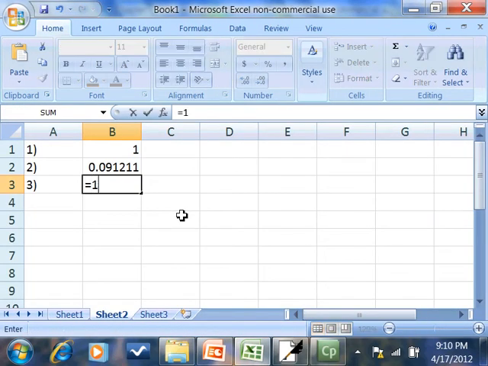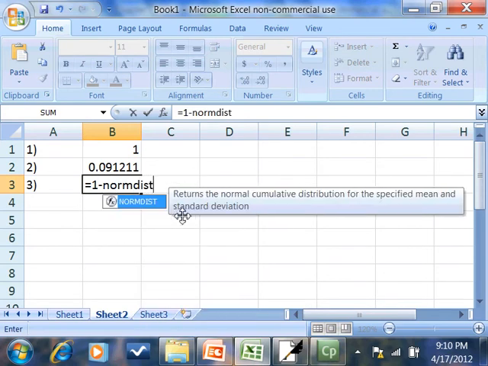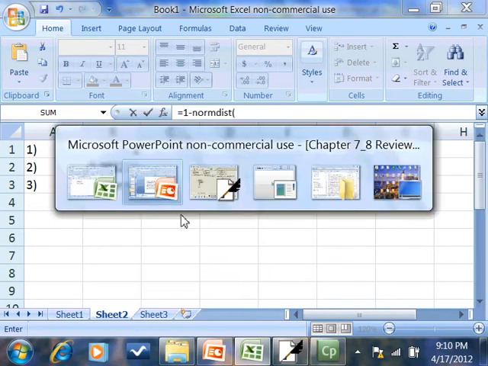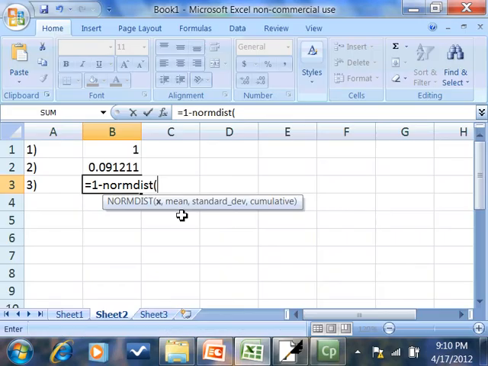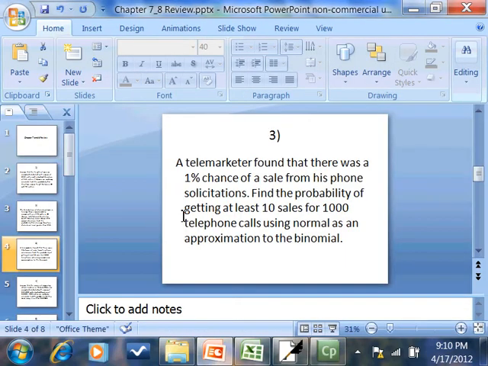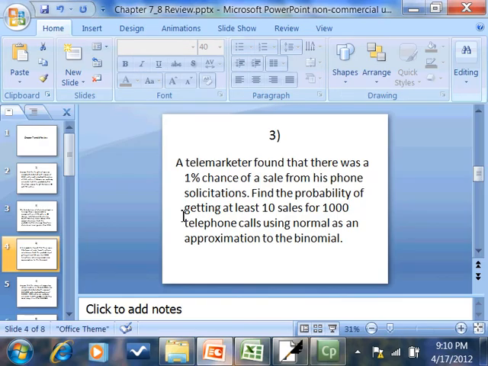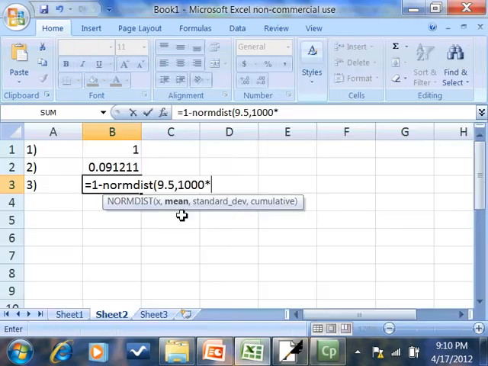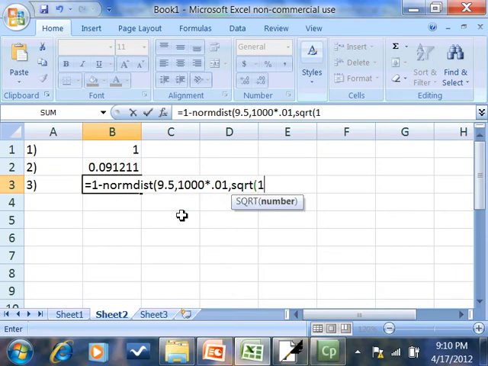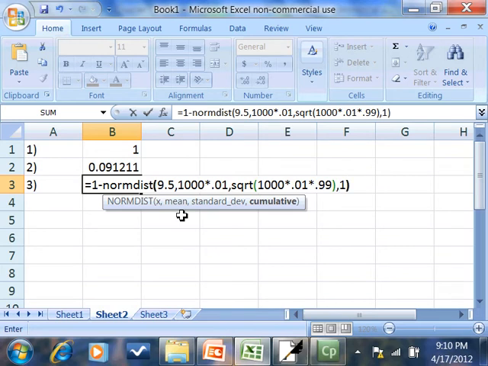So I'm going to come over here, and this will be equals 1 minus NORM.DIST. What did I just say? 9.5. Our mean, which would be n times p: 1,000 telephone calls, 1,000 times p. 1% chance of a sale, so 0.01. Comma, then square root of 1,000 times 0.01 times 0.99, comma 1, like that.